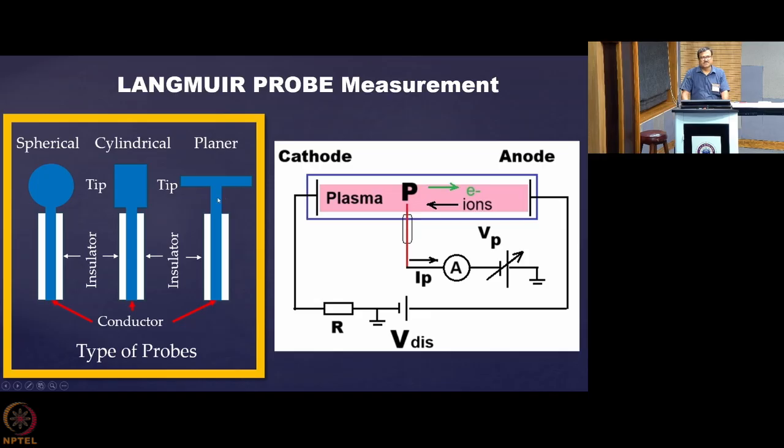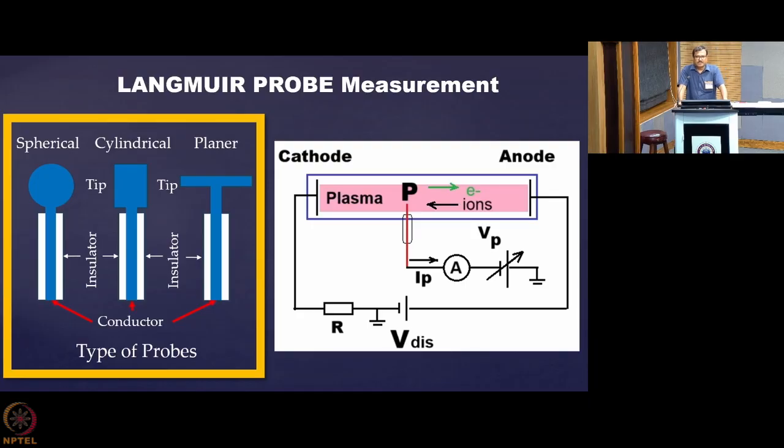So different types of probes are used for different types of applications, but this planar probe is used extensively in plasma diagnostics, and the results that you get using this planar probe are widely used, and they are quite accurate. So I will show you some of the results that you have obtained and how the collected signals differ with spherical, cylindrical, and planar probes. That also I will show.